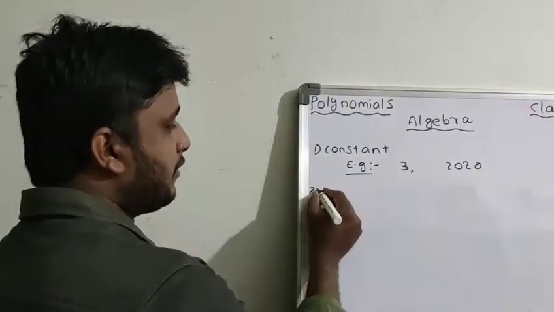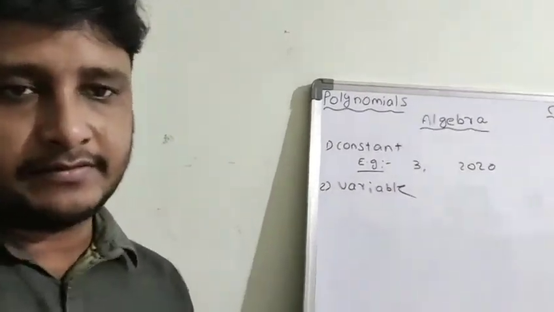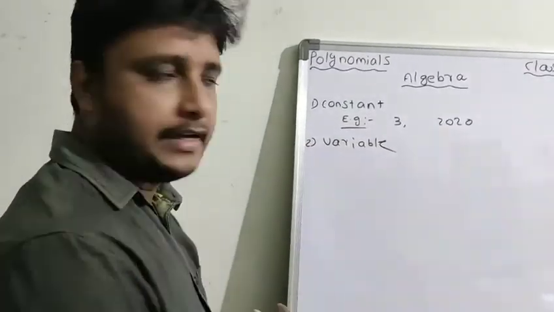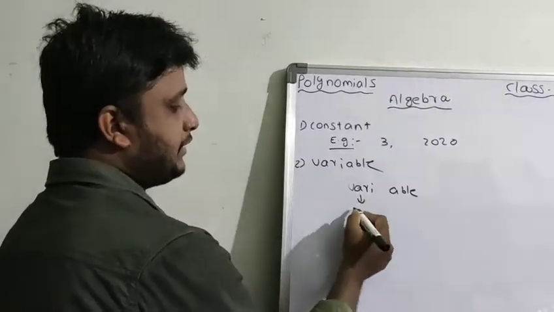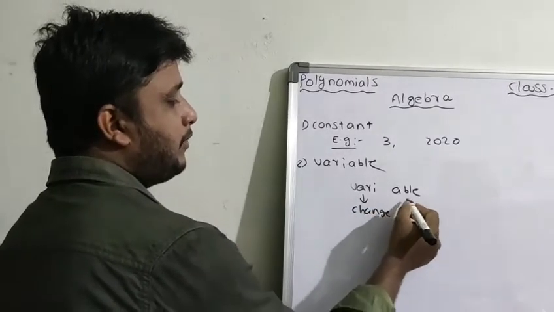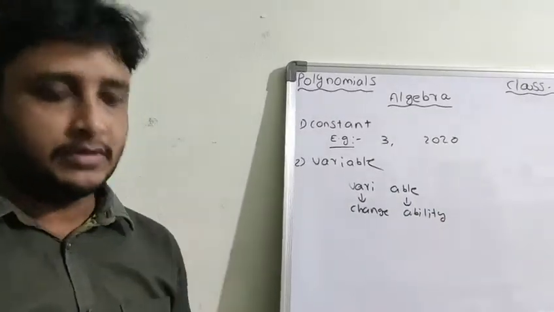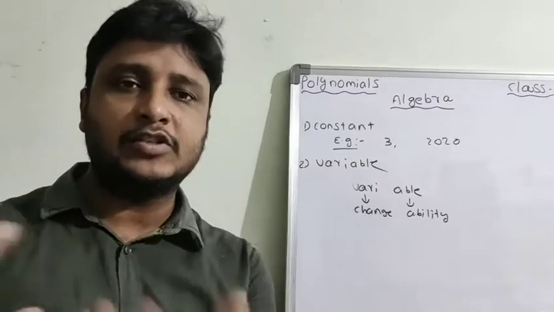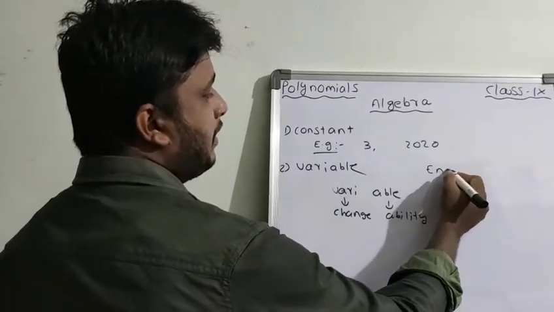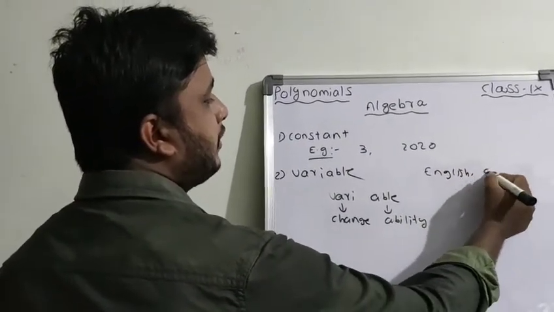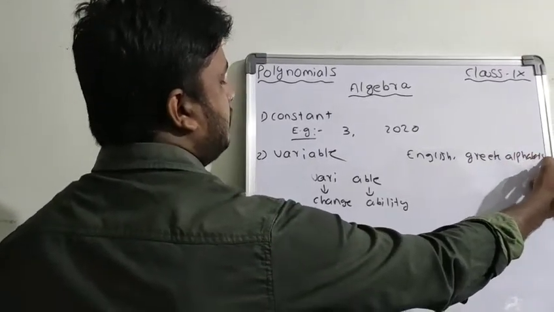Next one is a variable. If you observe the name itself, variable: vary means change, able means ability. So the ability to change the value is called a variable. That means a symbol which can take various numerical values is called a variable. And basically English alphabets and Greek alphabets we consider as variables.